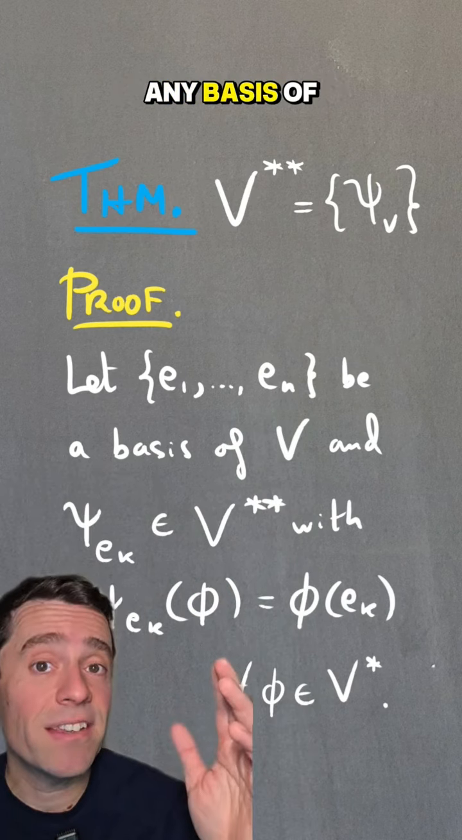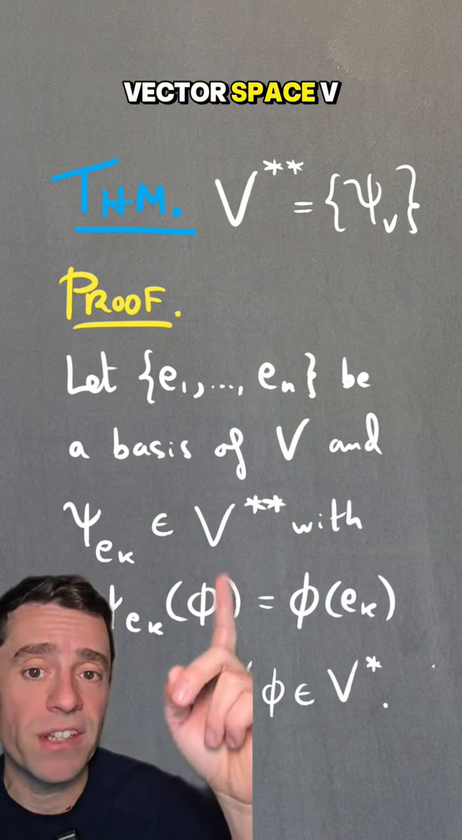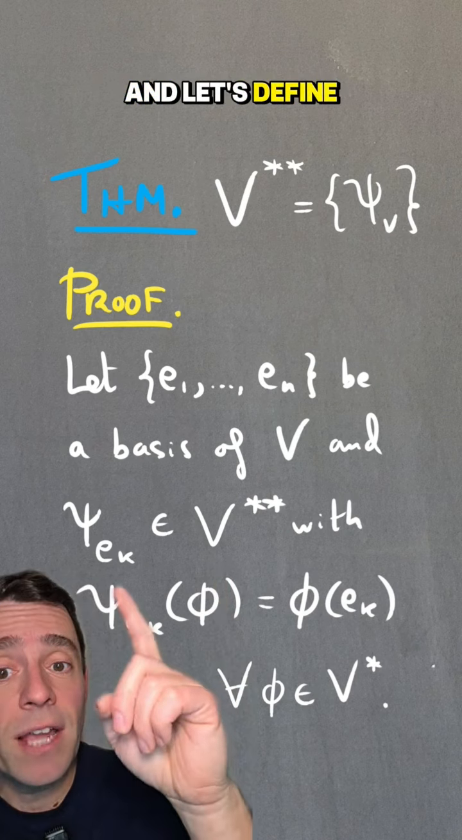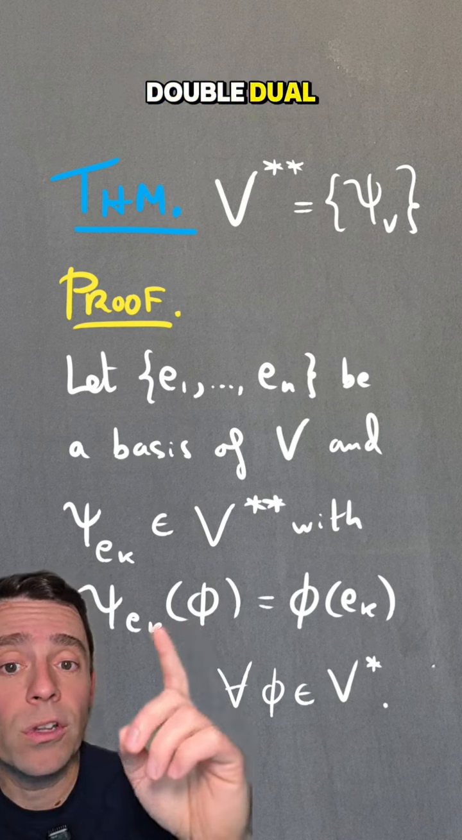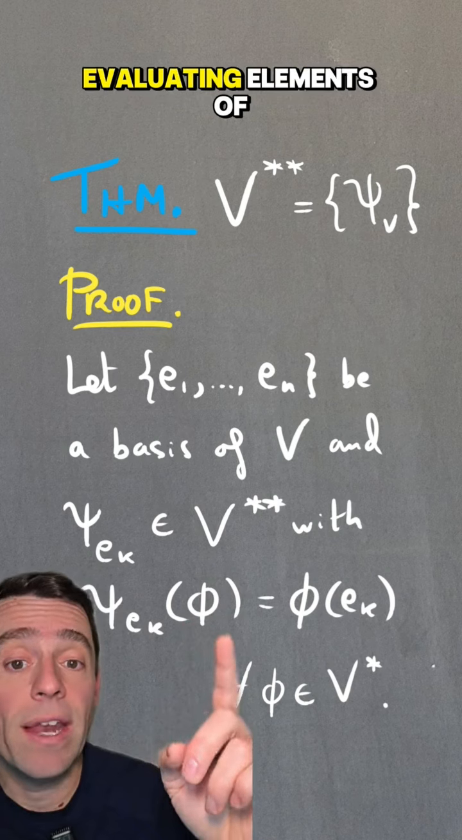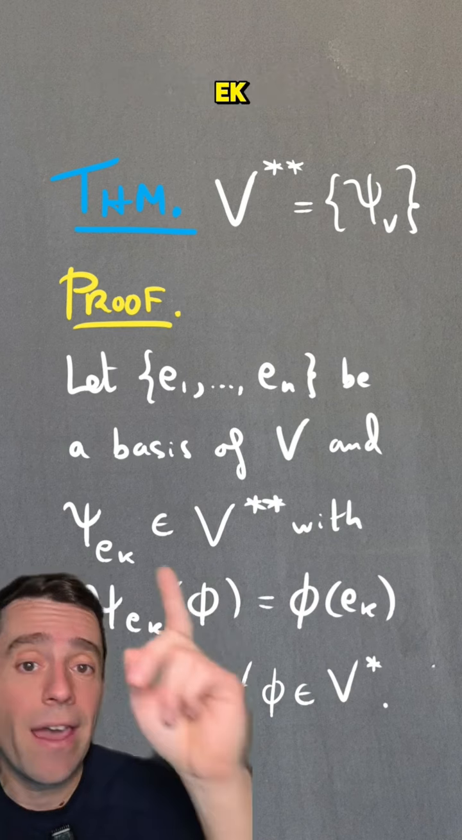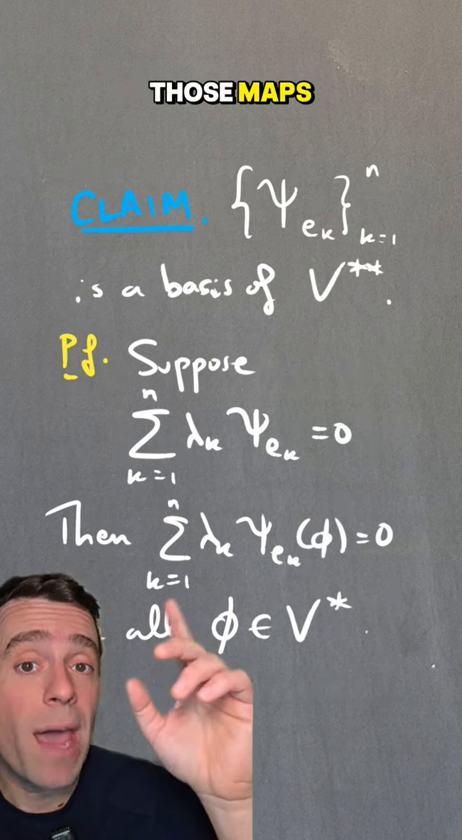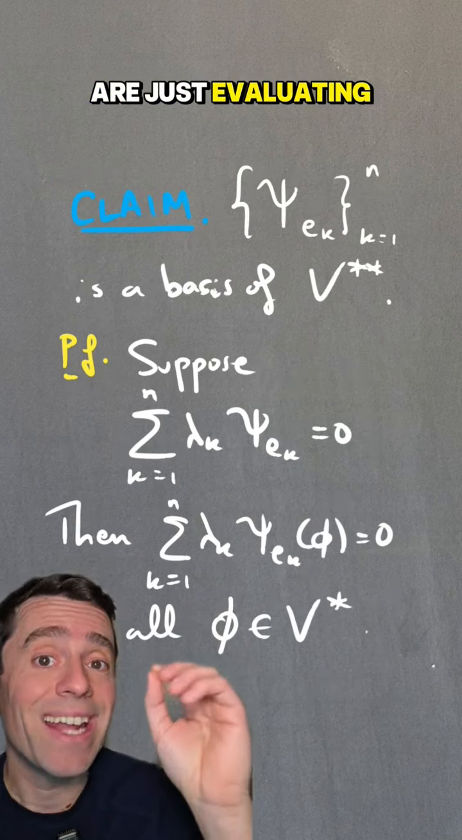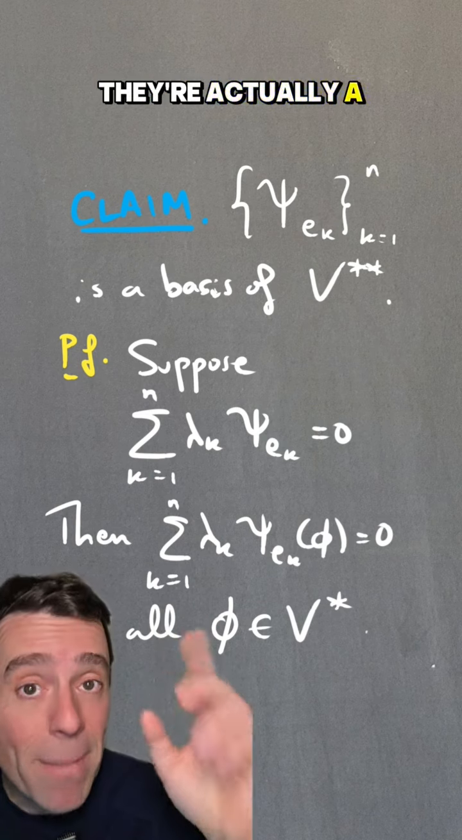Let's start with any basis of the finite dimensional vector space V, and let's define psi of Ek to be those elements of the double dual that are just evaluating elements of the dual at Ek, at those basis elements. Now, I claim that those maps, the ones that are just evaluating at basis elements, are actually a basis of the double dual.